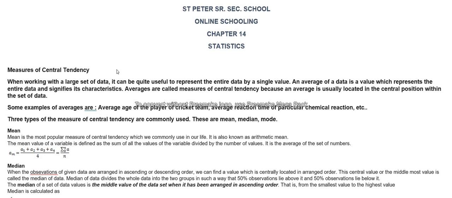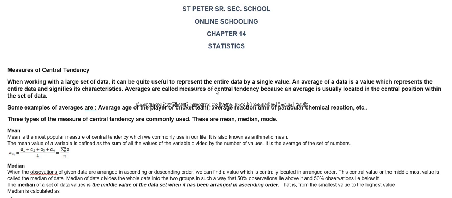When we are working with a large set of data, it is quite useful to represent the entire data by a single value. That single value is often called the average of the entire data. It signifies the characteristic of the given data, what the average of that data is. These averages are called measures of central tendency.